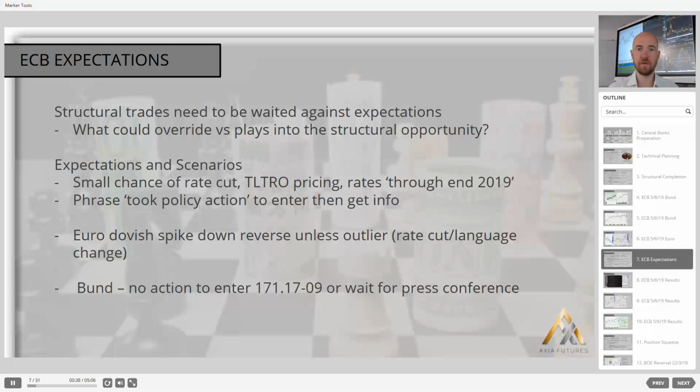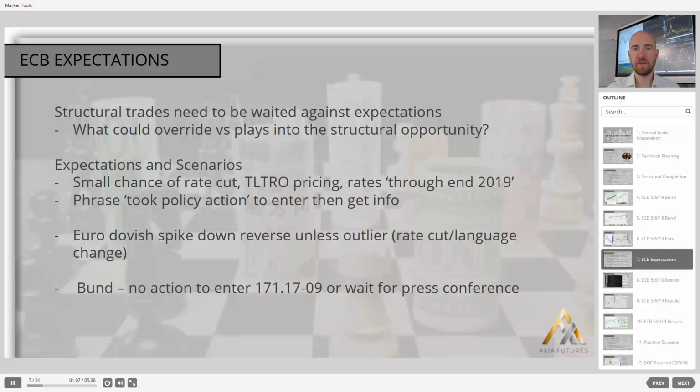Likewise, with the Bund, anything particularly dovish is not going to allow that structural trade back through that range. So you need to always be weighting the idea of the structural trade against what's expected and how those expectations will match up to allowing that trade to be played. So it's a case of what would override the play rather than what actually plays into this structural idea.